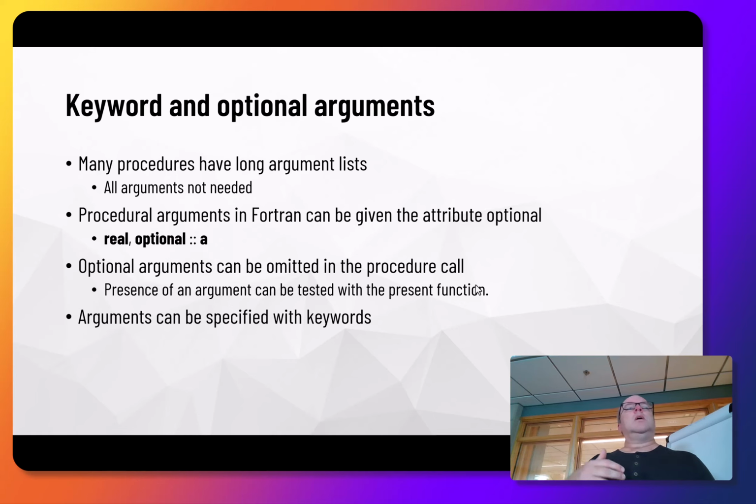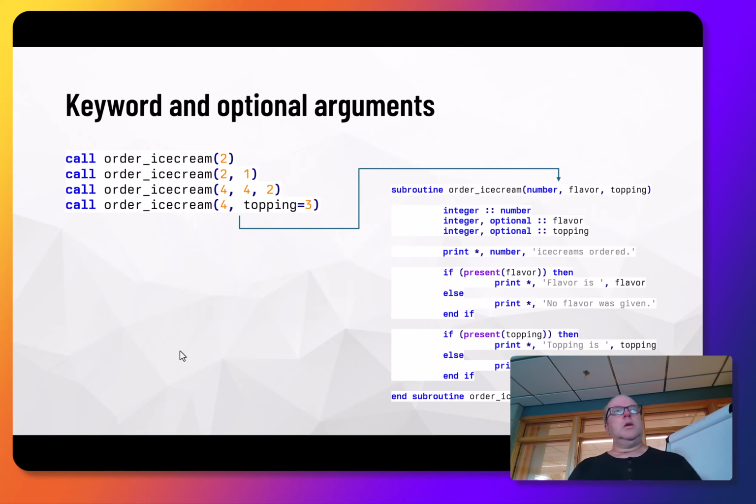You call them with the arguments that are required, that is not optional, and you can leave the optional out. What you need to do when you have a subroutine with optional arguments is check if an optional argument is given or not. And you do that with the present function. And also, all the arguments in Fortran, you always see it when you do open, you do open unit equals. That is a keyword argument. And that is something you can do in modern Fortran as well.